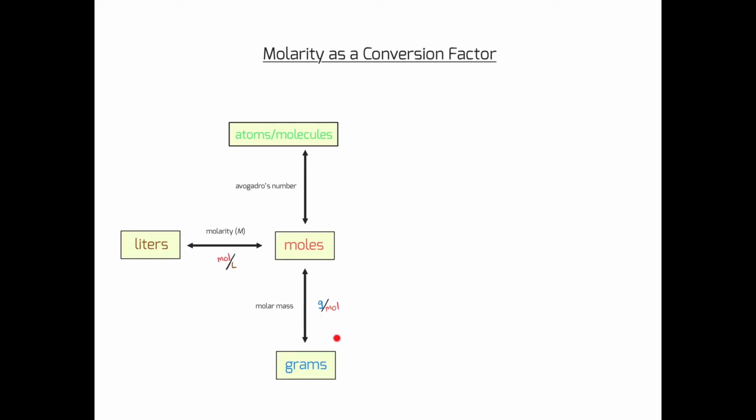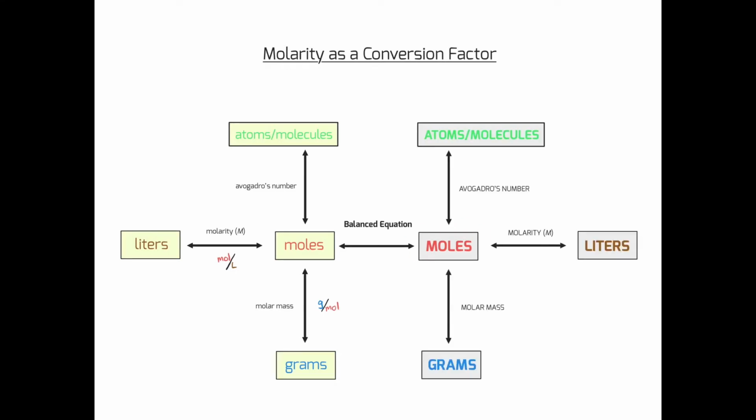If we want to convert one of these things to units of a different substance, then we need the balanced equation. So we remember that the balanced equation gives us a molar ratio that allows us to convert from moles of one substance to moles of a different substance. But once we have moles of that new substance, we can use these same values to convert from moles of that substance to either atoms or molecules, liters, or grams of that substance.